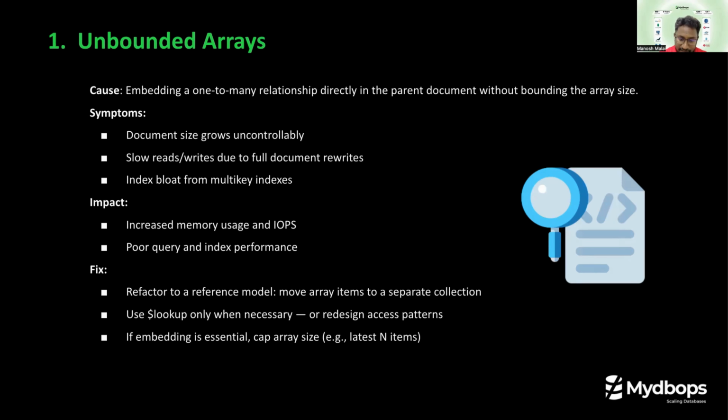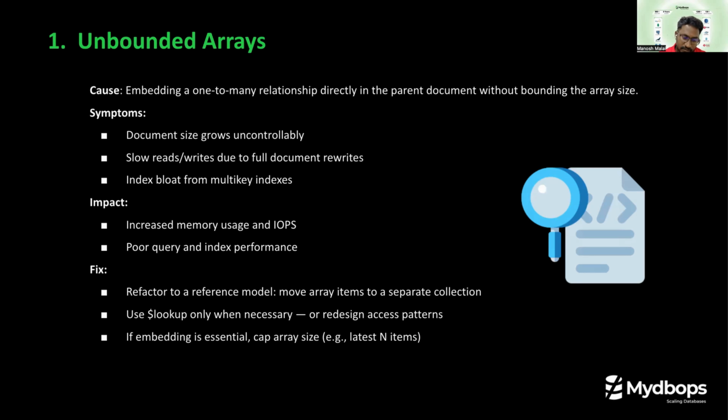The only recommendation we gave is to move those array subdocuments or embedded documents into a separate collection and make them a reference in the main document. It may be a one-to-many model. While you have this kind of unbound array in your schema, you will surely face memory issues, IOPS issues, and poor query performance too.